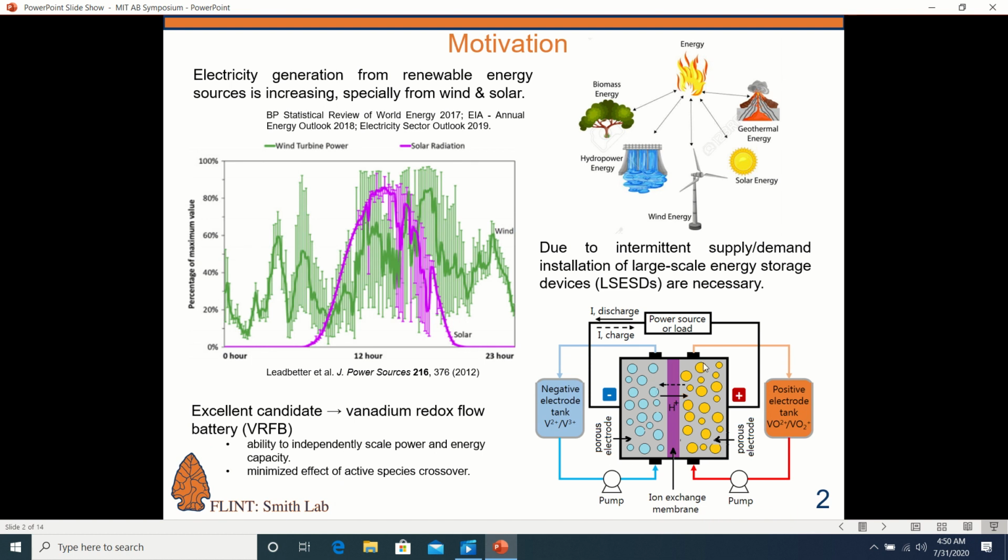Here we have this reactor, these are the two tanks, and inside this reactor we have two electrodes separated by a separator or ion exchange membrane, and we have the electrolyte flowing through the tank and the electrode, and there is a chemical reaction going on here producing a redox species or charged species that is being stored inside this tank.